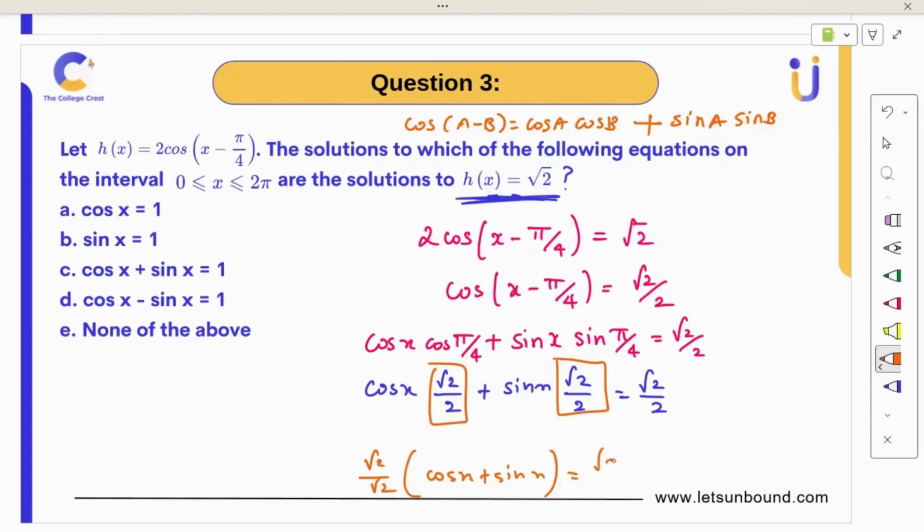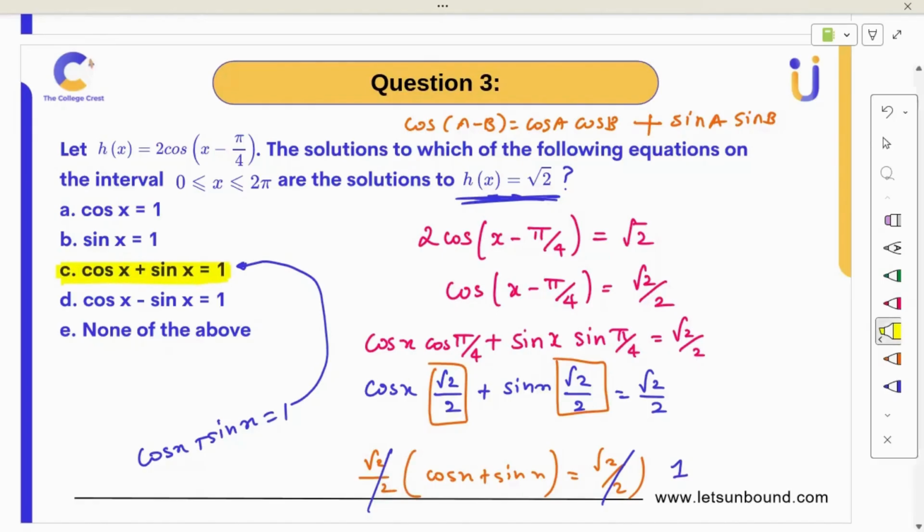Here also you will get root 2 over 2. Actually, this is root 2 over 2, right? And this will get cancelled. You won't get 0, you will get 1 here, right? So that's it. We got cos x plus sin x equal to 1. And that's what option C shows, right? So it is option C, right?